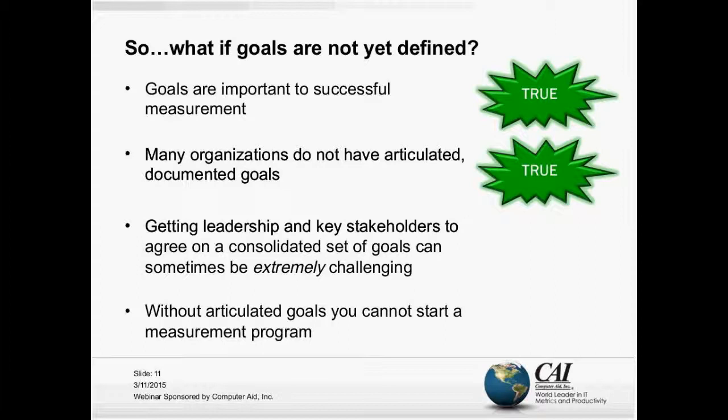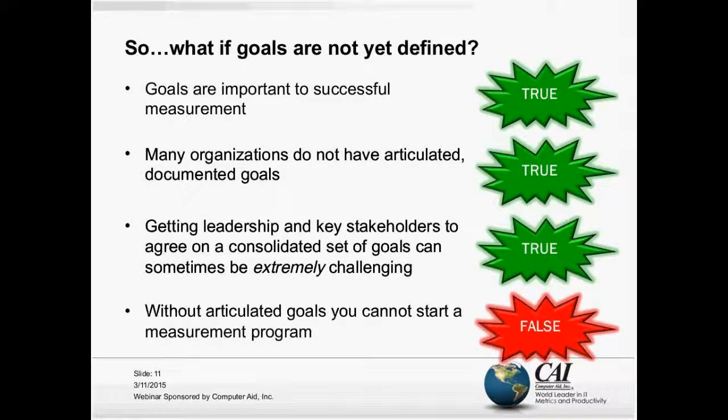If all, then the hypothesis would be that we cannot start a measurement program using that GQM framework, and I would say that that's false. Goals are indeed important to a successful measurement program, but what happens if we take the GQM framework down to a more tactical level, to the area of questions?